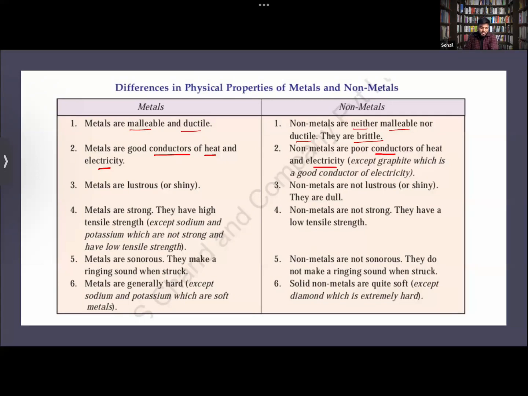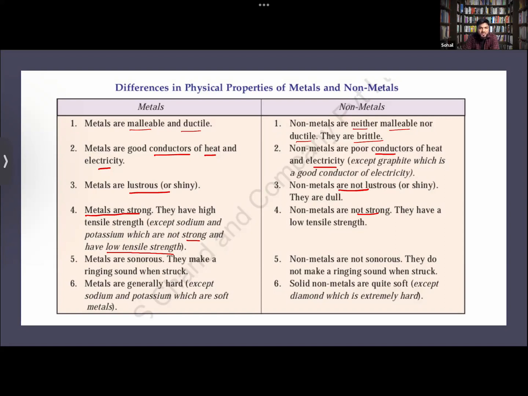Then metals are strong, while non-metals are not that strong. Also, metals have a shiny appearance, while non-metals are dull and not shiny. In the case of metals, generally we see that they are strong, but there are some exceptions, like sodium and potassium. They are soft metals, which are not very strong and have very low tensile strength.